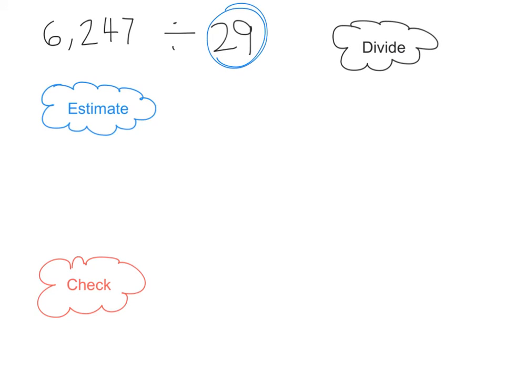Check. 5, rounding the divisor. 29 is pretty close to what number that's a lot easier to work with? 30. Okay. So we will change that into a 30.